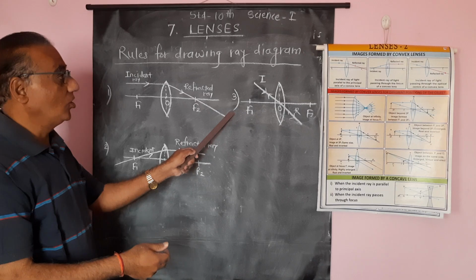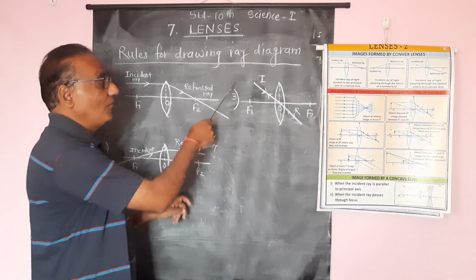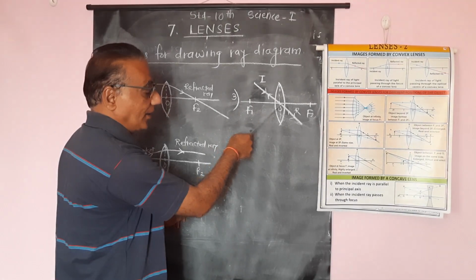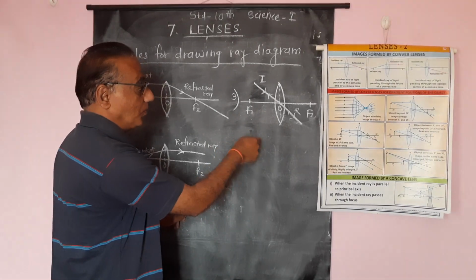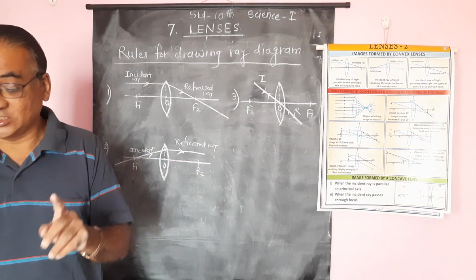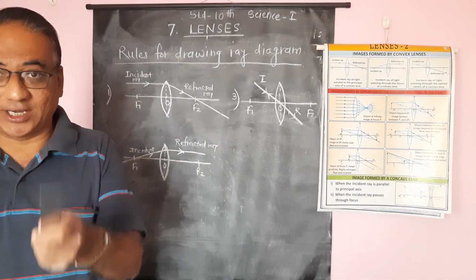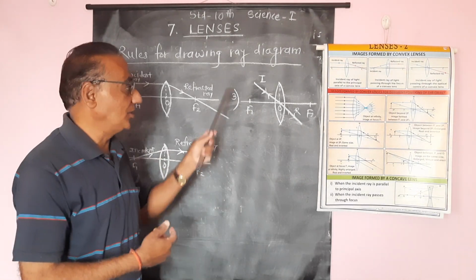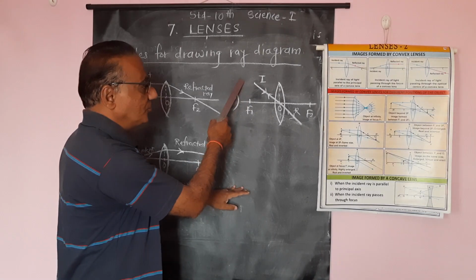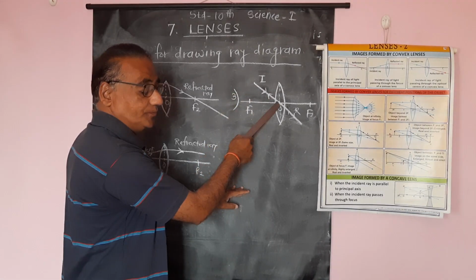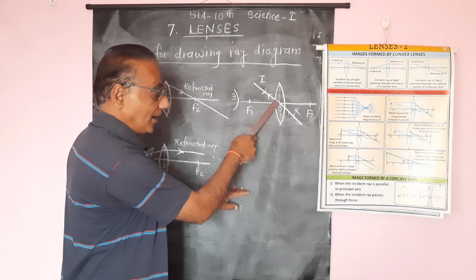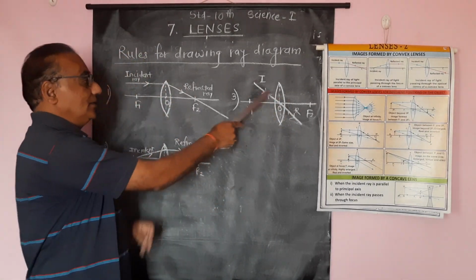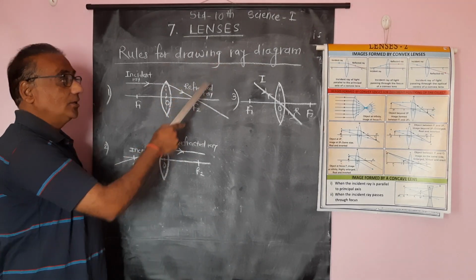And the third rule for drawing ray diagram is that when the incident ray is passing through the optical center of a lens, it cannot change its path. It means that when the incident ray passes through the optical center of the lens, it passes without changing its path. Here we observe that the incident ray passes through the optical center O, right? After refraction, it cannot change its path. These are the three rules for drawing the ray diagram.